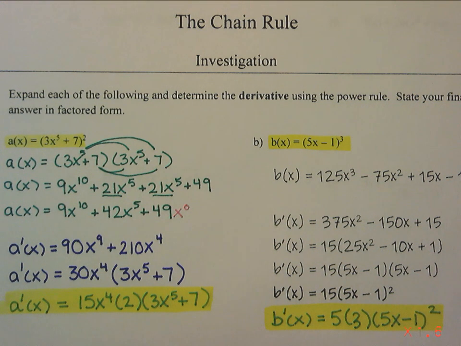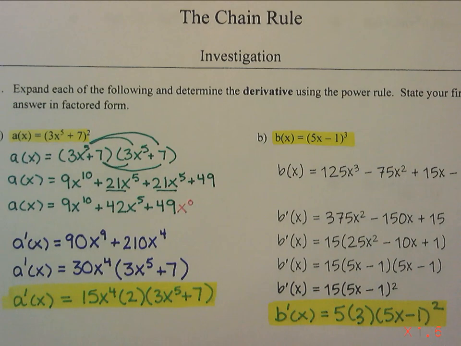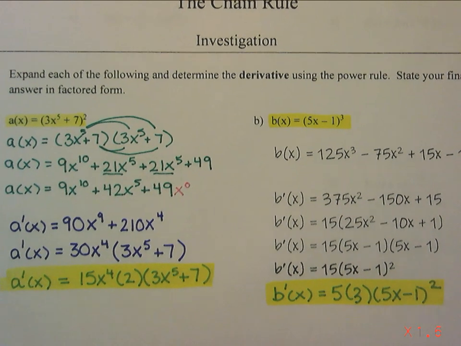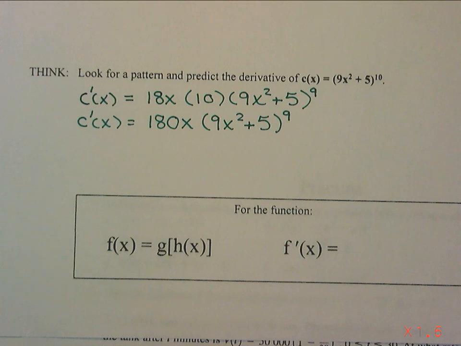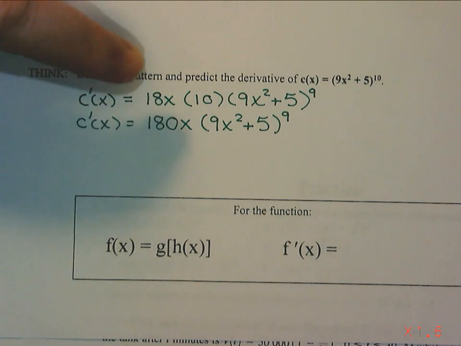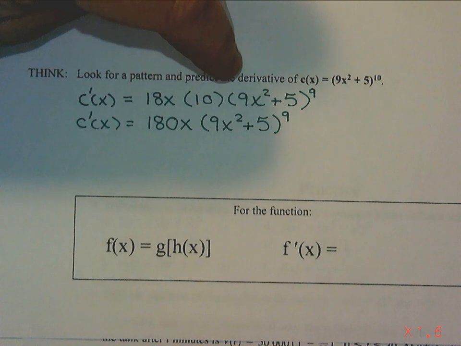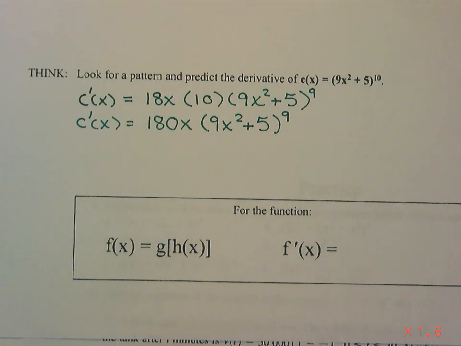This is part 2 of our video on the chain rule. When we left off, I asked you to look at the 2 examples that we had and see if you could come up with what you thought the derivative of c of x was. So when I did it, I thought that the derivative of c of x should be 18x times 10 times (9x squared plus 5) to the 9.